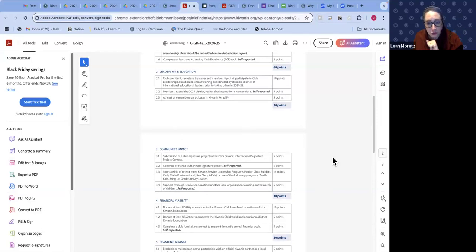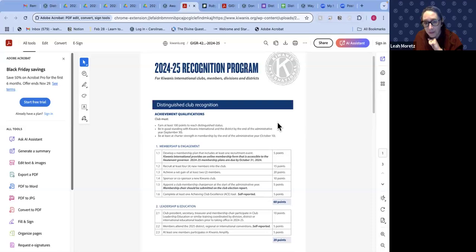Now, in the future, we might come up with a small recognition program for getting clubs up to charter strength, because 20% of our clubs are below charter strength, and I don't want to leave them out of the loop. So we're going to see what happens this year, and we might go into something else. But for right now, we're only using their distinguished program.